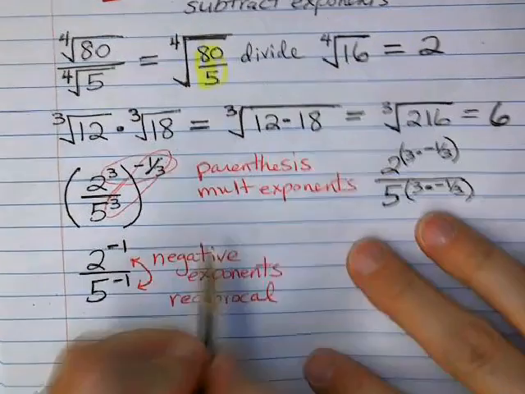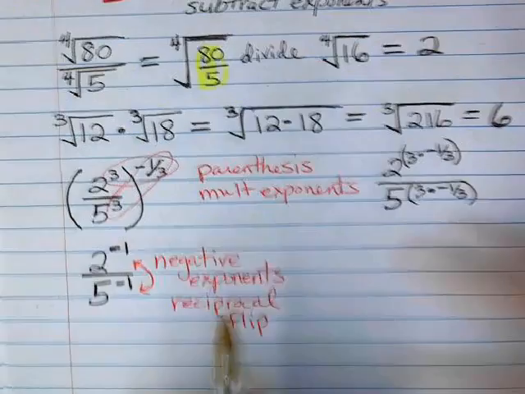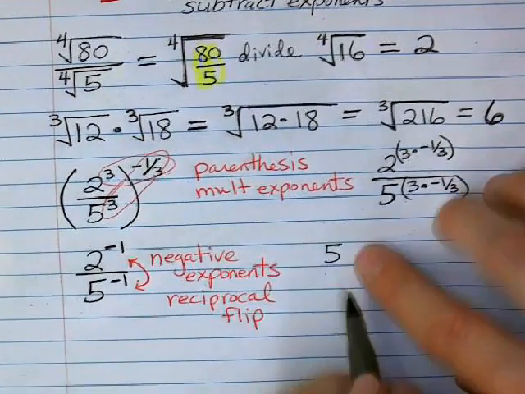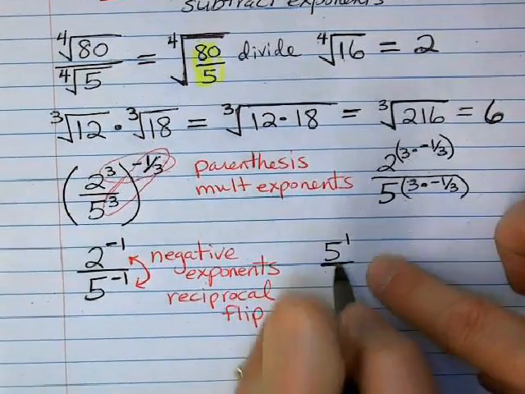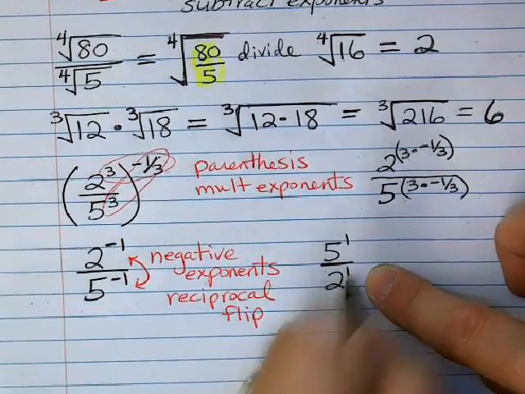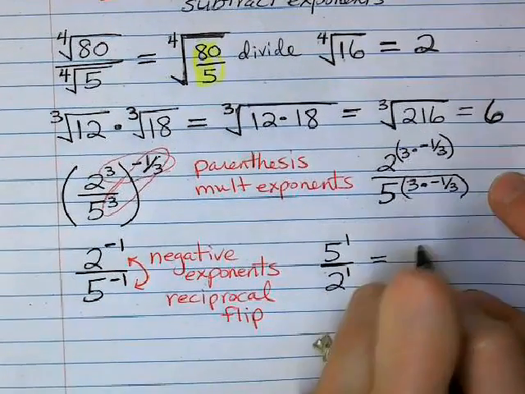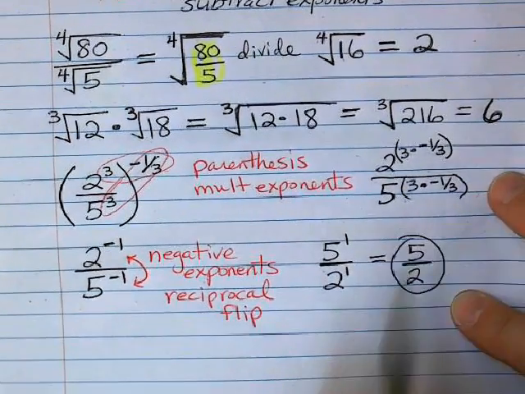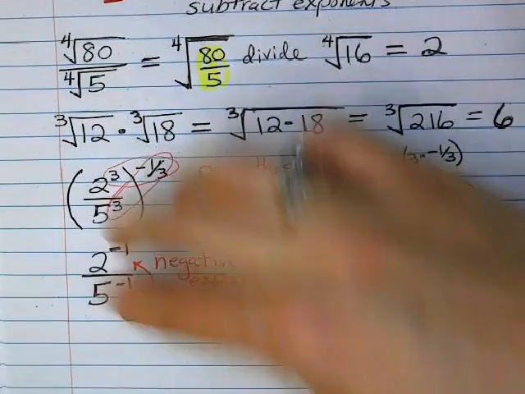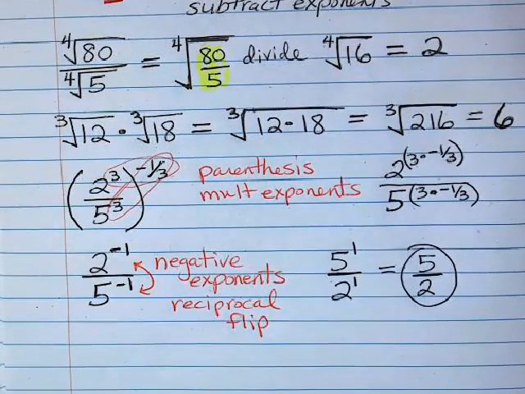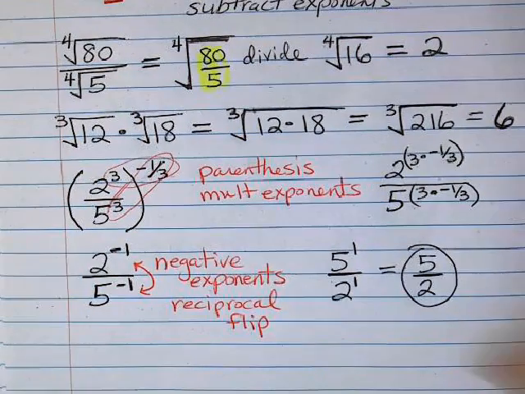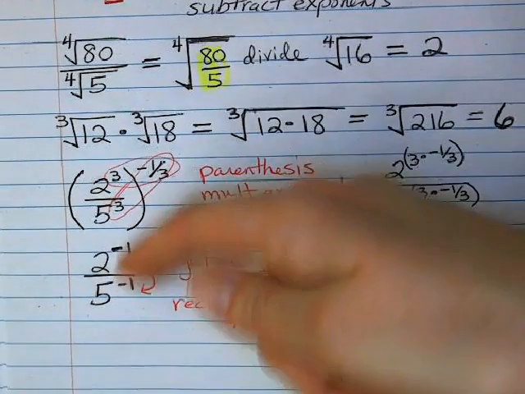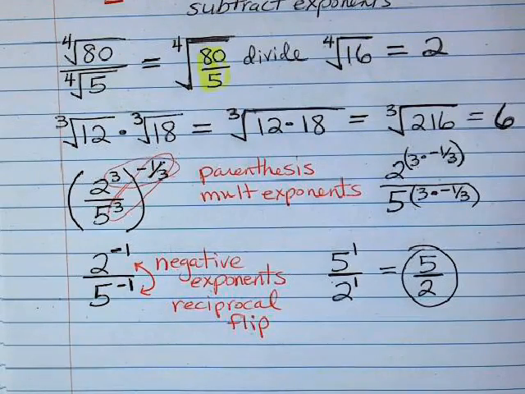So the 5 is going to be on the top of the answer, so that makes it 5 to the 1st. And then you put the 2 at the bottom. You flip it so it's not negative anymore. You flip it so it's 5/2. So it's 5 to just the regular 1st power. It gets rid of the negatives when you flip it. So it's 5/2, the answer. That's a lot of steps on that one.